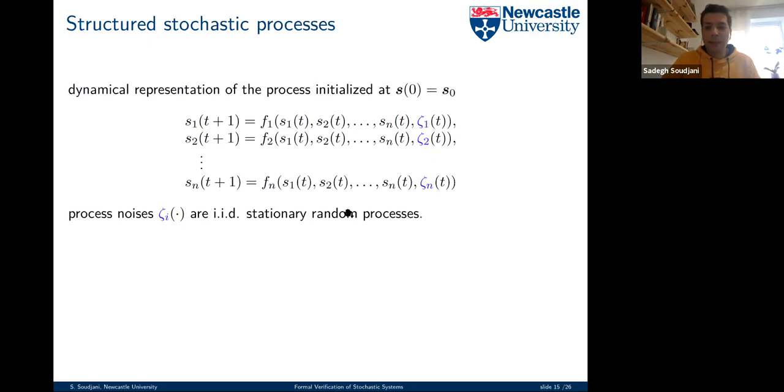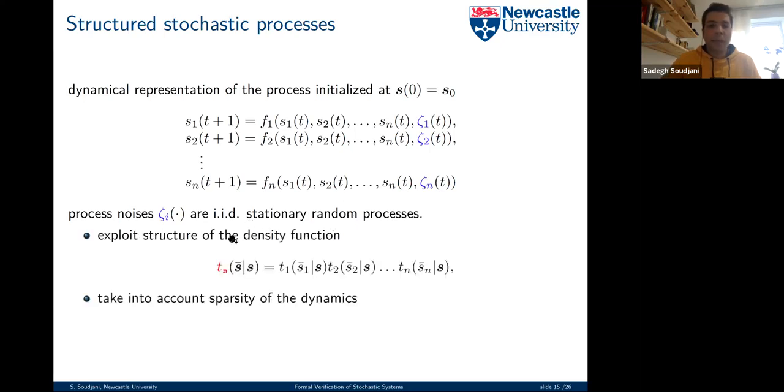So if we have this independence assumption, then we get a nice structure for the conditional density function, which becomes like a product form. So the conditional density function becomes the product of n individual density functions, each one for one of these equations. So related to the first equation, we get this density function T1, which gives the distribution over S1 bar, the next state of S1, conditioned on the whole state vector at the current time step. The same thing, we get another term for S2, another term for S3, and so on.